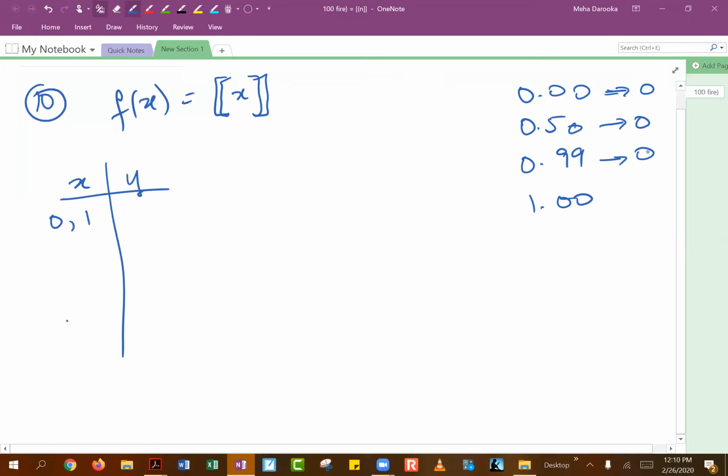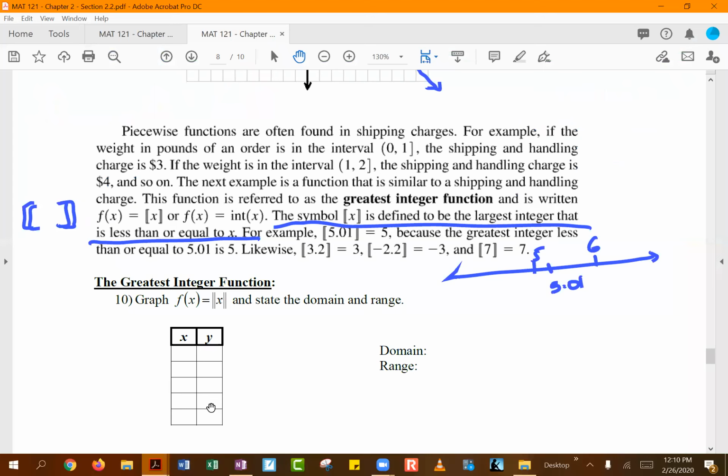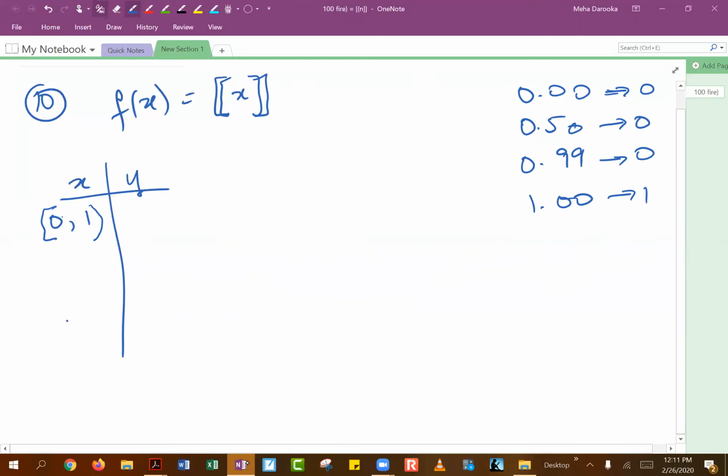So what's going to happen at 1 then? Yeah, so at 1, we're no longer at 0, right? Because now we're going up to the next level. The way you define your x values here is you are including 0, but you're not including 1. In the shipping example from your handout, we were not including 0 and we were including 1, but for the greatest integer function, those brackets change. So you have a bracket on 0, but a parenthesis on 1.